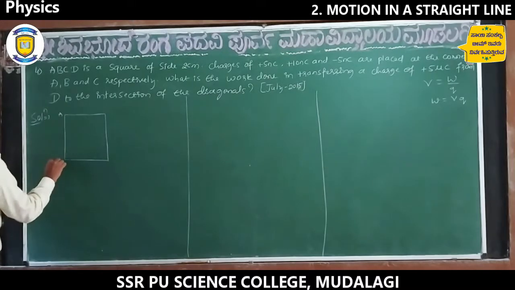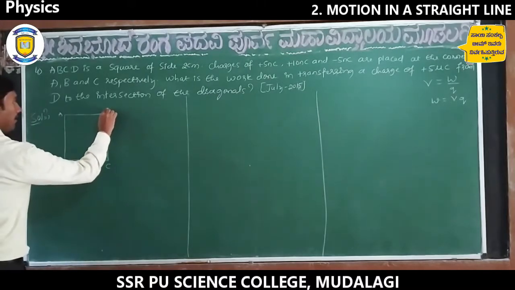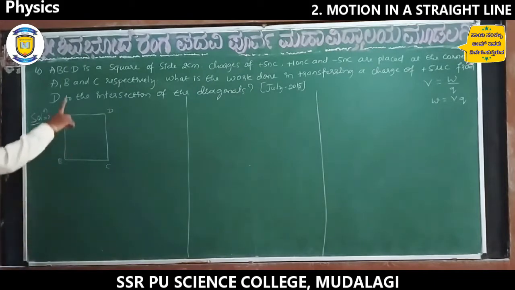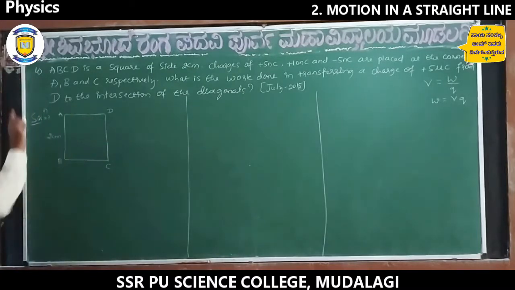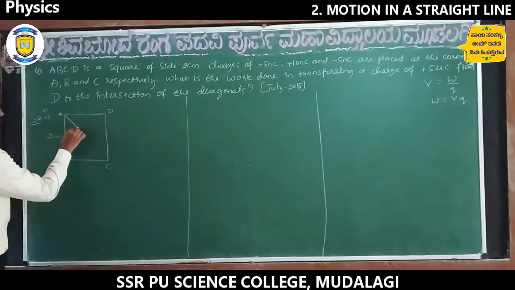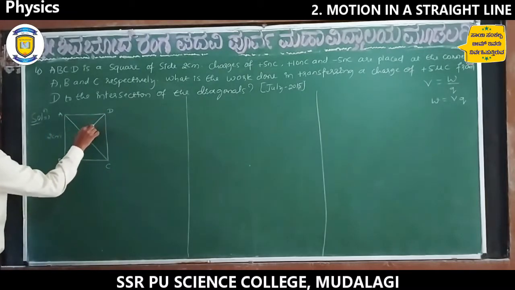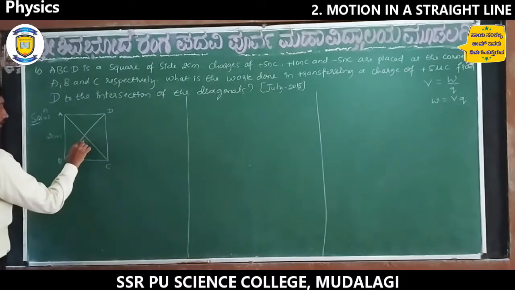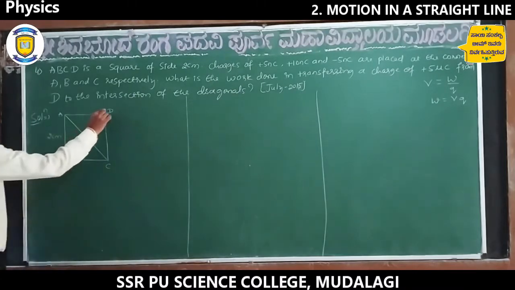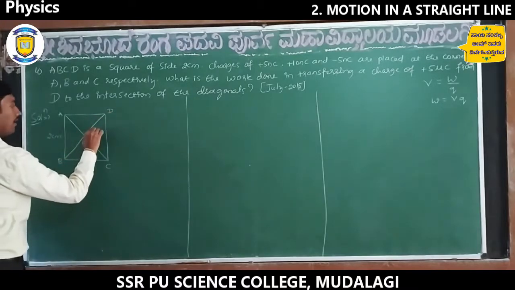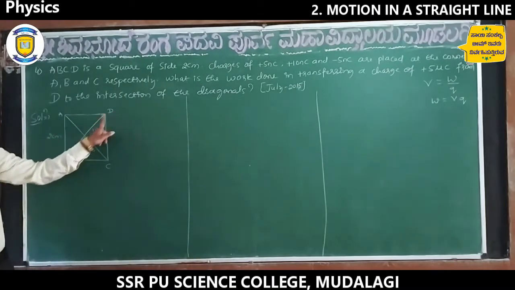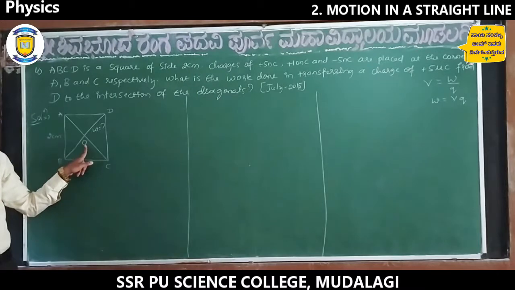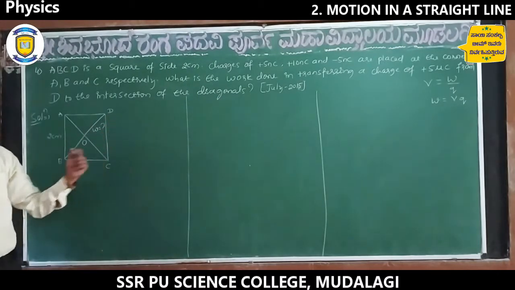This is the square ABCD. Each side is 2 cm: AB, BC, CD and DA. These are the diagonals, AC and BD. This is the point of intersection O. We need the work done to transfer the charge from D to the intersection of the diagonals, O.